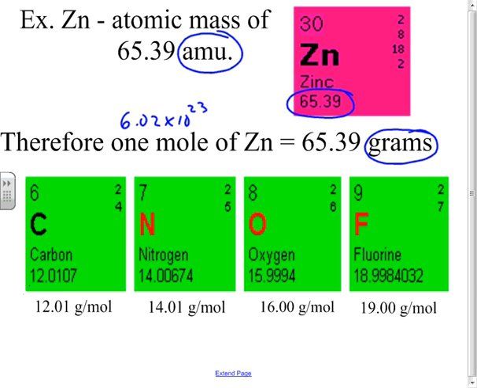So if this is the periodic table's atomic mass, we're going to round that to 12.01 for the gram atomic mass. Same thing for nitrogen. If this is the atomic mass, this is going to be the molar mass of 1 mole of nitrogen atoms. Oxygen is going to round to 16.00 grams per mole, and fluorine is going to round to 19.00 grams per mole. So it's important that you always round to 2 decimal places.